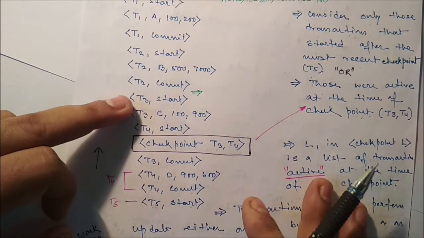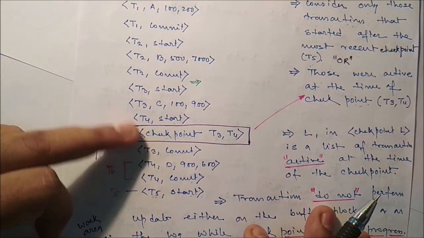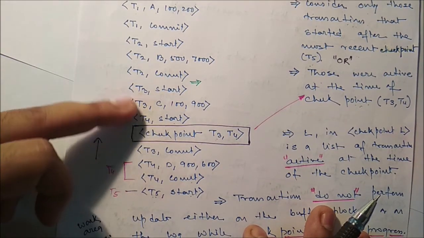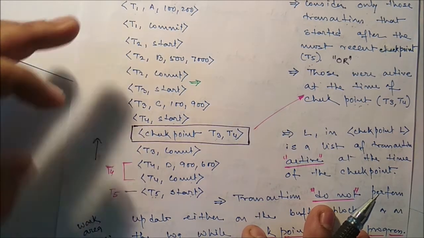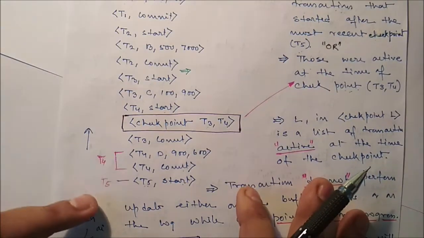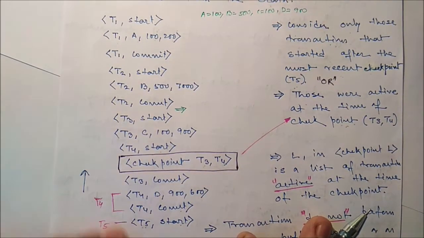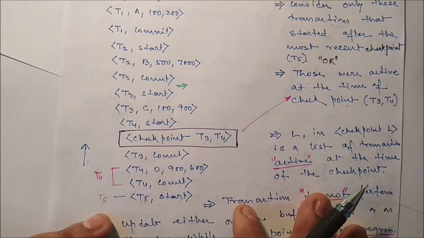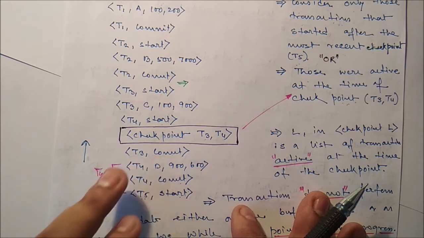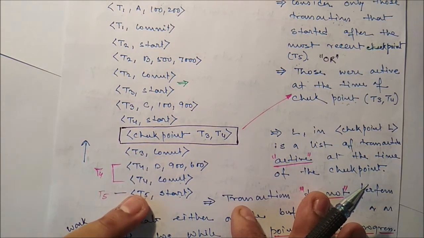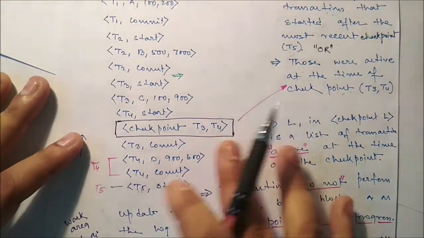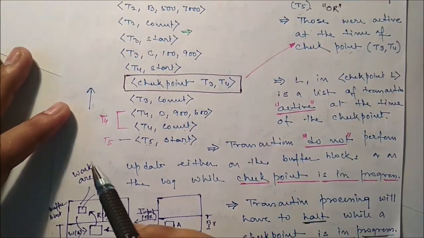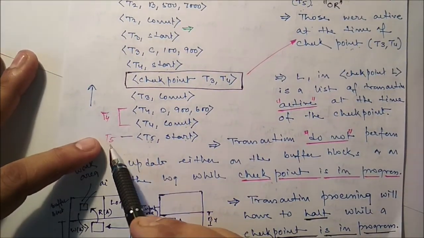But here, at the time of checkpoint, T3 and T4 both were in active state. So definitely we have to consider them. So while rolling back the transactions, we should consider only the transactions that started after the checkpoint or were active transactions. So here T3 and T4 are the active transactions, and here T5 started after the checkpoint.